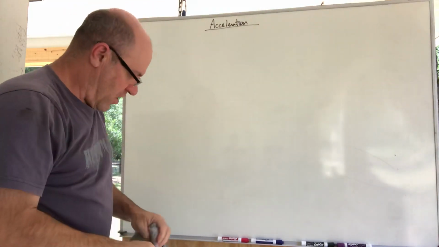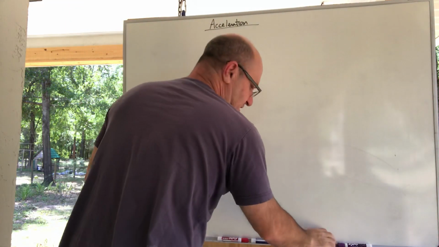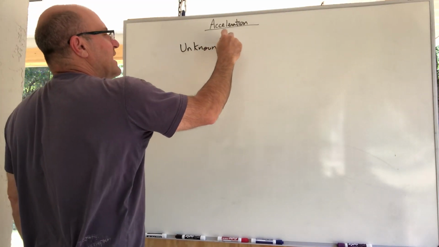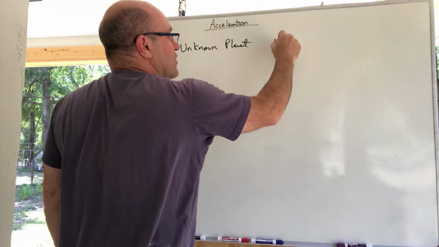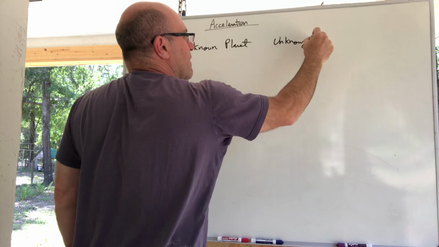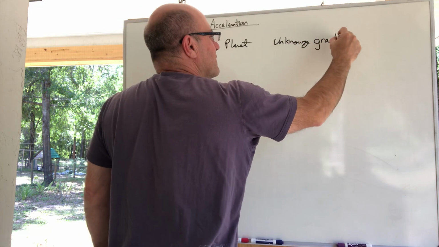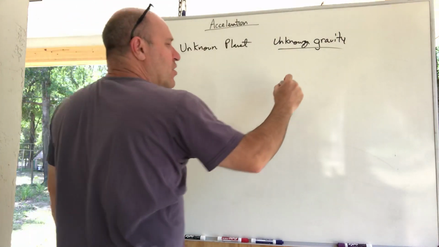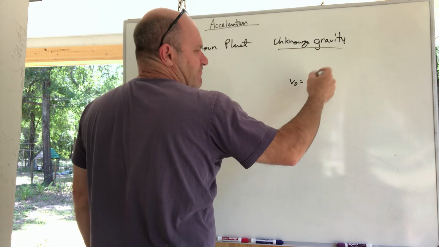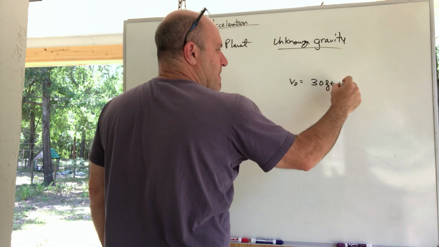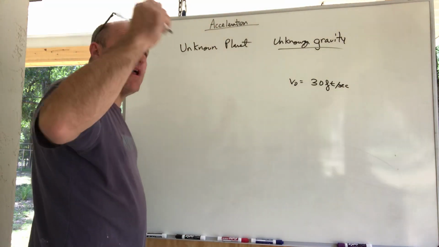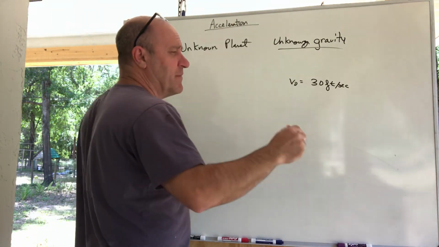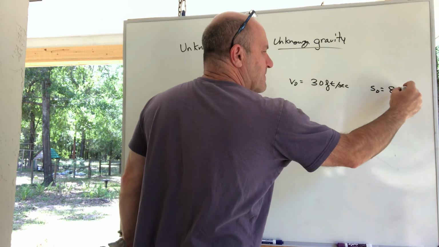Let's say I find myself on some unknown planet, and I don't know the gravity. Unknown gravity. So what I do is I pick up a rock and throw it up in the air with an initial velocity of 30 feet per second. I threw it from an initial height of, let's say, 8 feet.